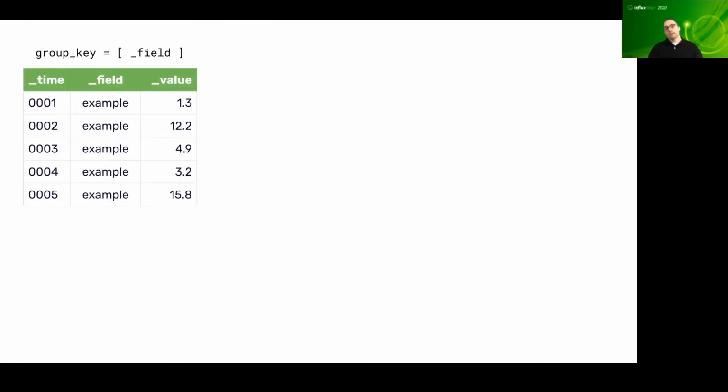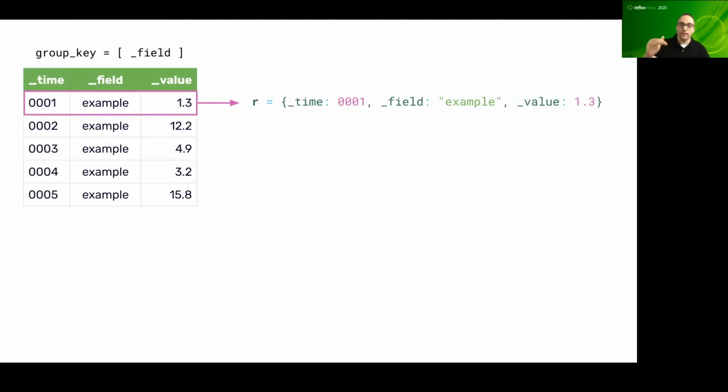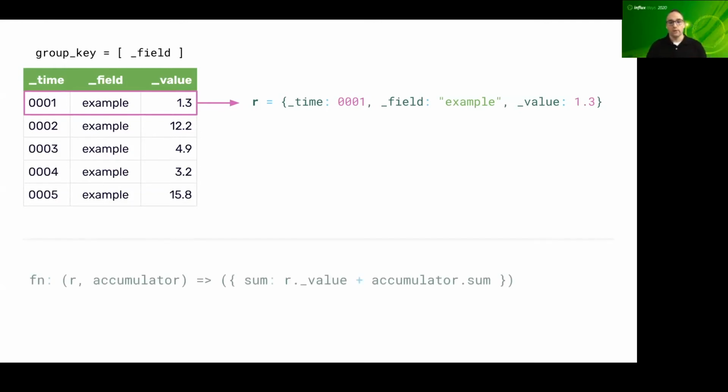So if I look at this input table, I see that I have a time, a field, and a value column, and the group key of this table is field, and that's important, and I'll explain why in just a minute. But as reduce operates on this table, it iterates through each row, just like map does. As it reads each row, it reads a record, so you have all the key value pairs representing the columns in the row.